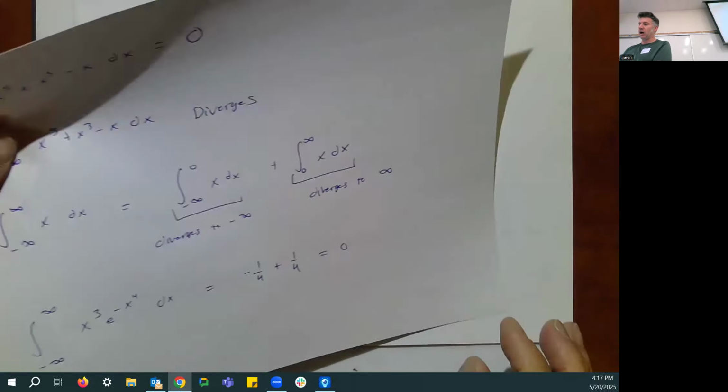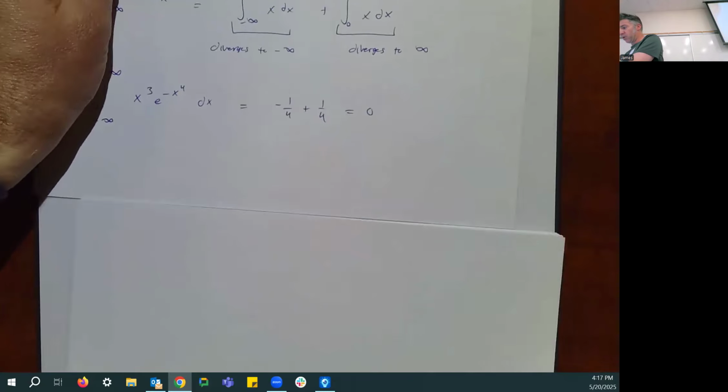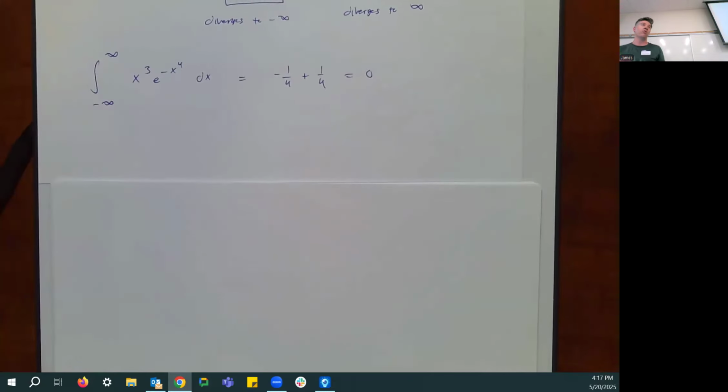Okay, let's look at the other type of improper integral. So one type of improper integral is when one or more of your limits of integration is infinity. Yes, exactly. Thank you for pointing that out. That's exactly correct. If both parts converge, then your whole integral converges to the sum of those parts.